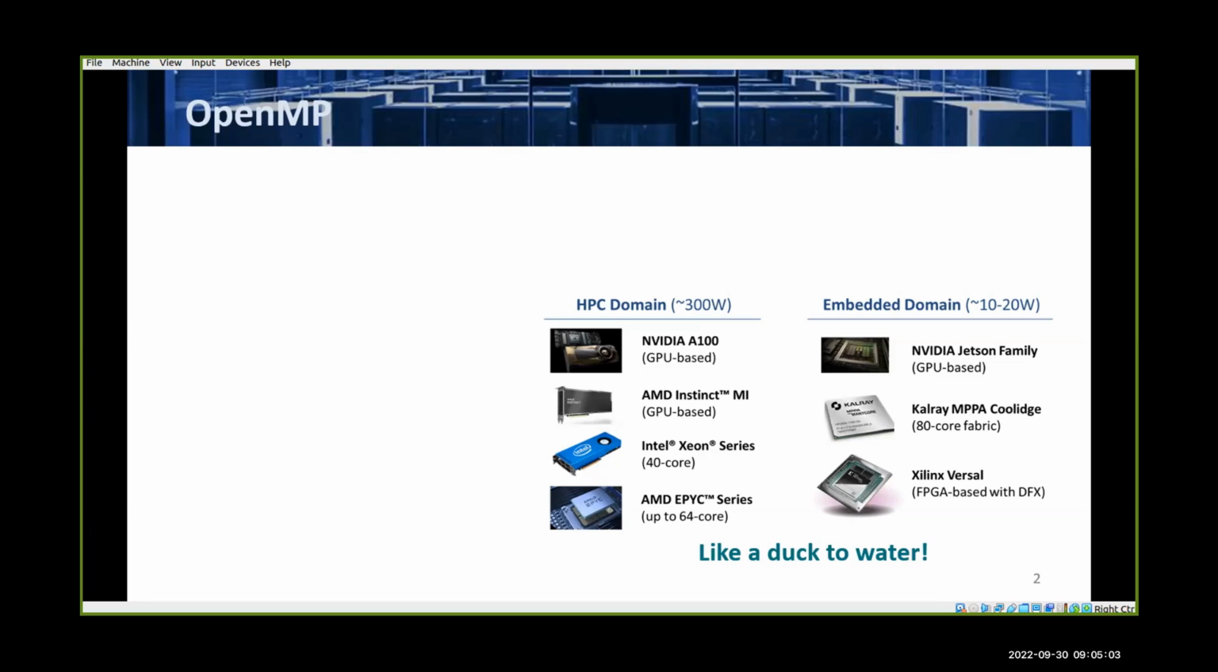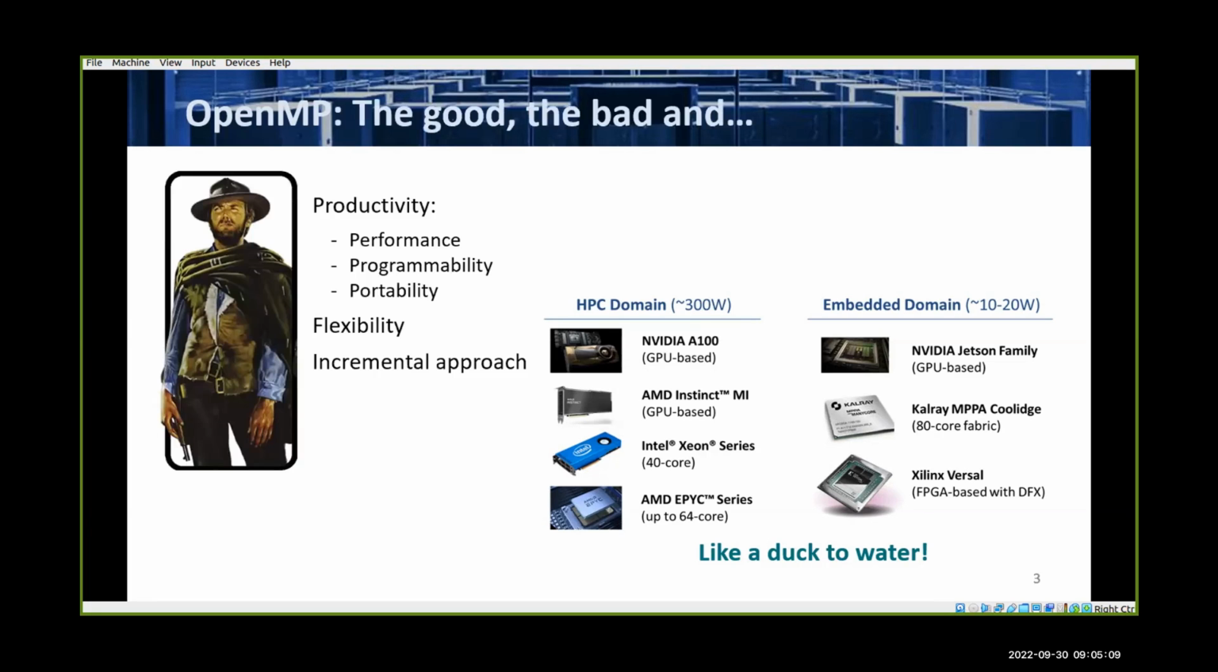So in this scope of multi-cores and accelerators, OpenMP is like a duck to water. So what's the good about OpenMP here? OpenMP offers a good trade-off between the performance it gives and the programmability and portability it offers. Besides that, the incremental approach of parallelizing applications, the flexibility to define different kinds of parallelism, and different kinds of synchronizations make OpenMP very attractive to expose the parallel nature of applications, not only in the HPC domain.